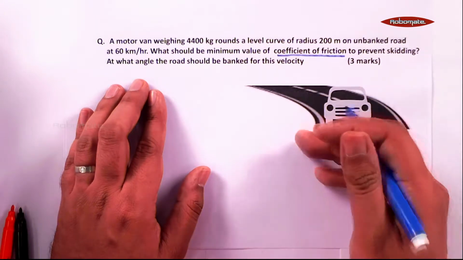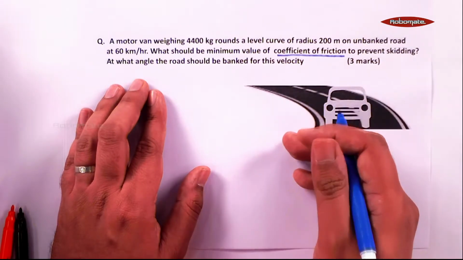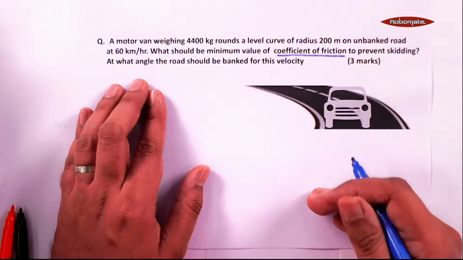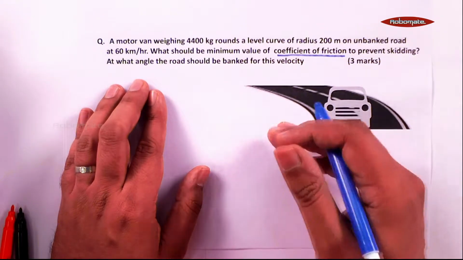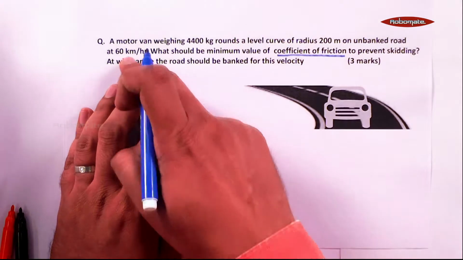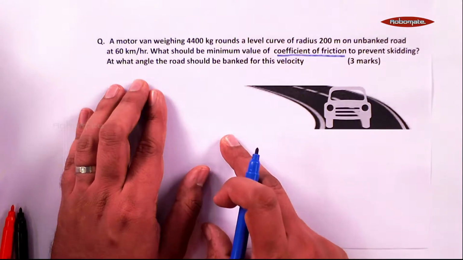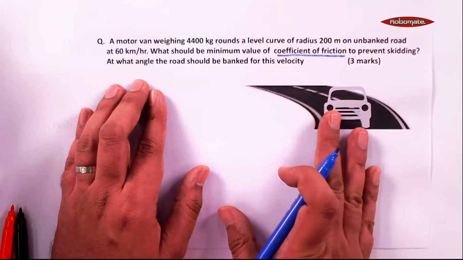So in the first condition there is no angle of banking, and in the second condition they are telling us to find out that particular angle of banking for which this vehicle will safely move with this velocity of 60 km per hour without considering friction. That is the second part.